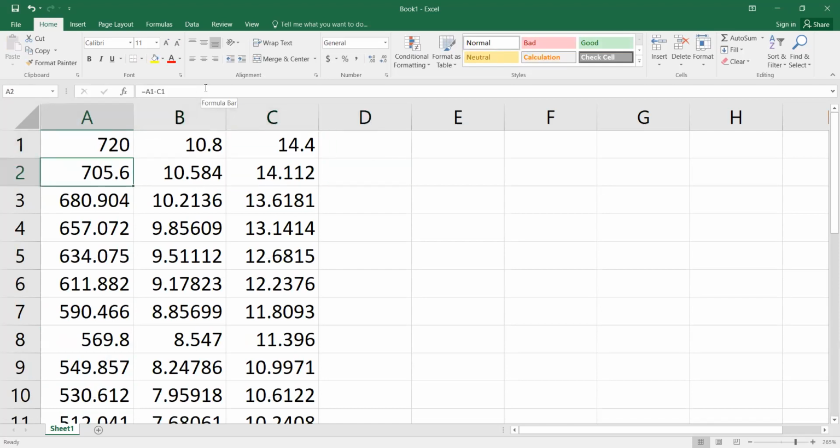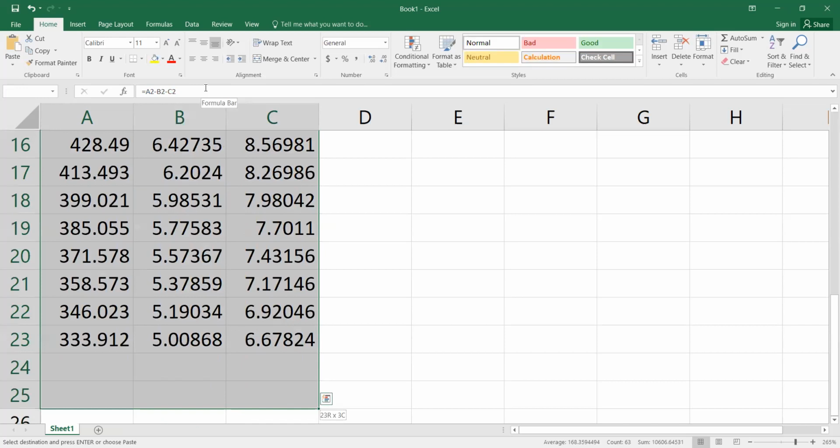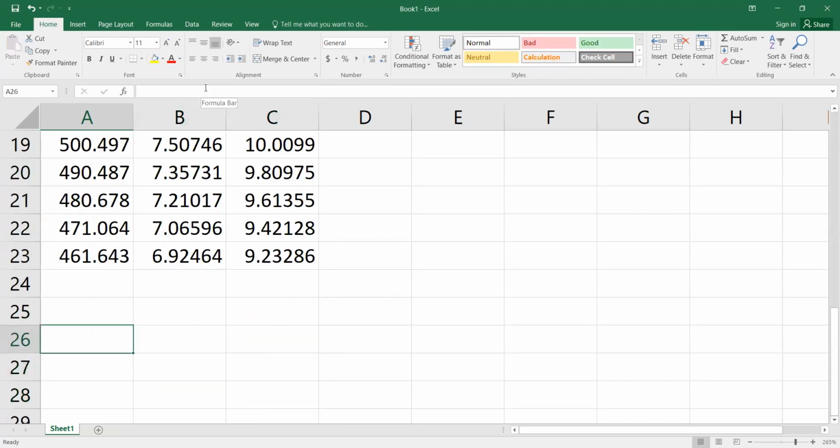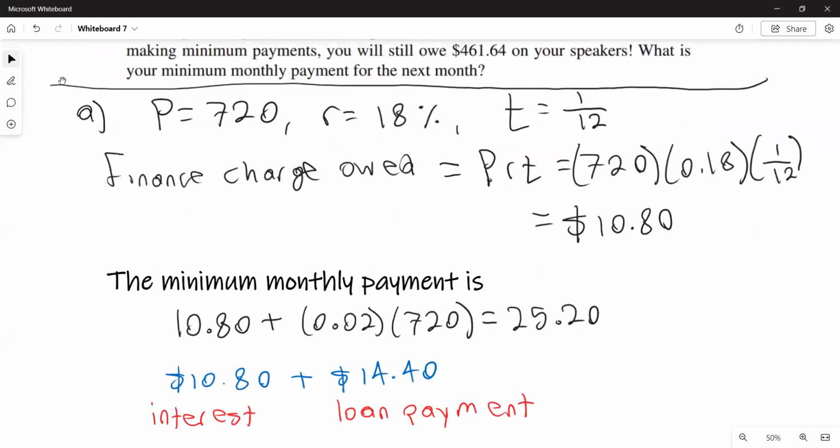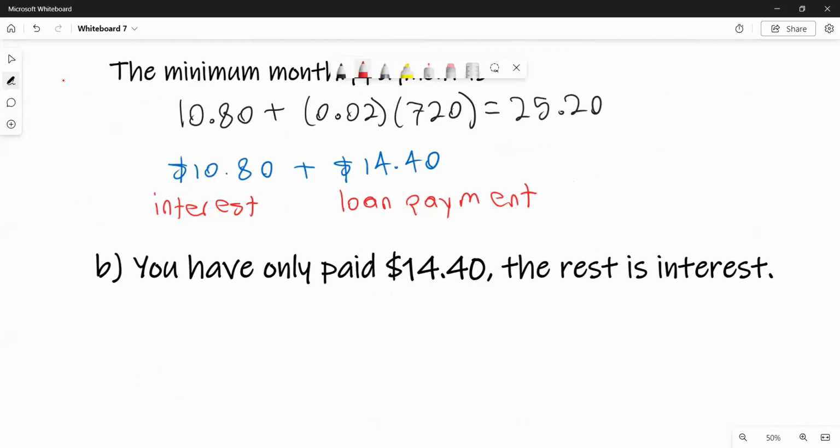Okay, so you're paying that. Yes, okay, so I didn't copy this correctly. And there it is. So after 23 payments, that is by the 24th month, you still owe $461.64. The question was, what is your minimum monthly payment for next month? So in part C, your outstanding balance is $461.64.